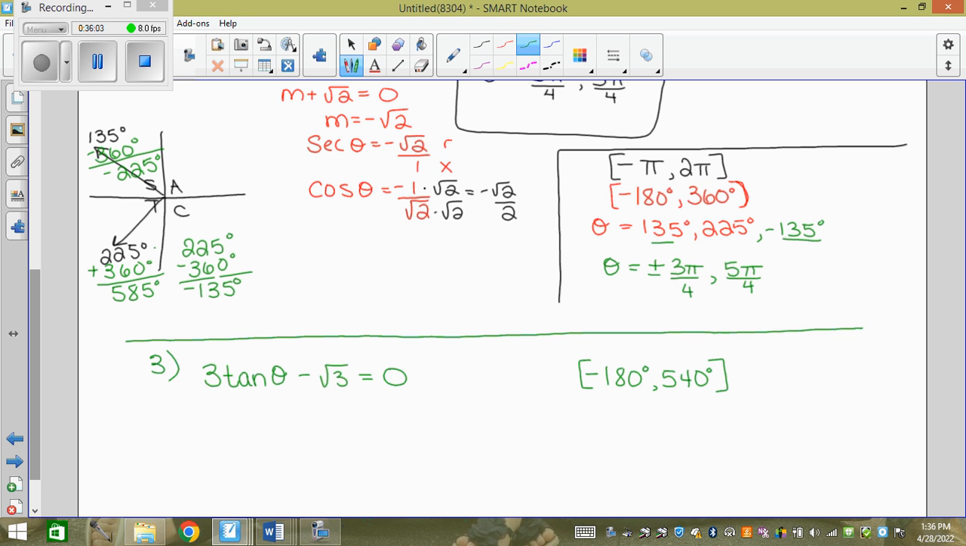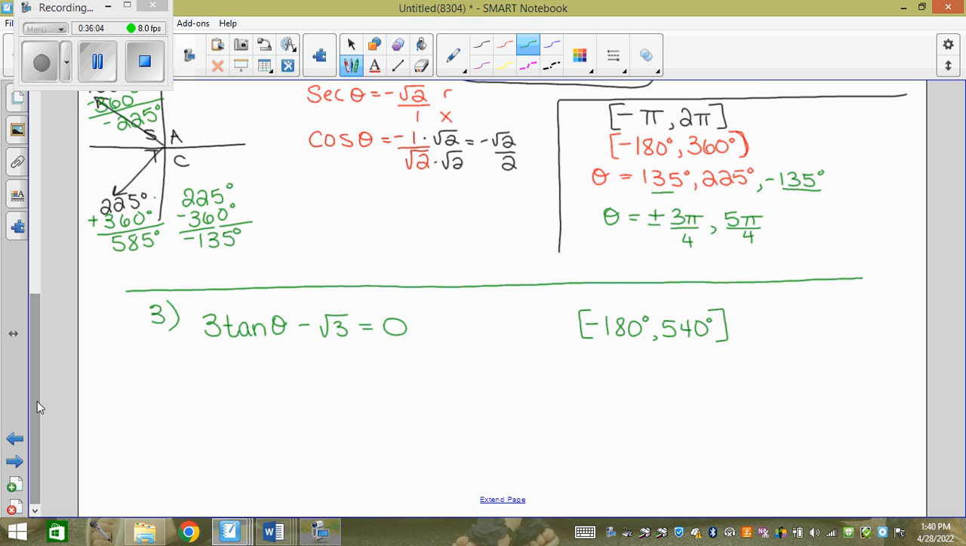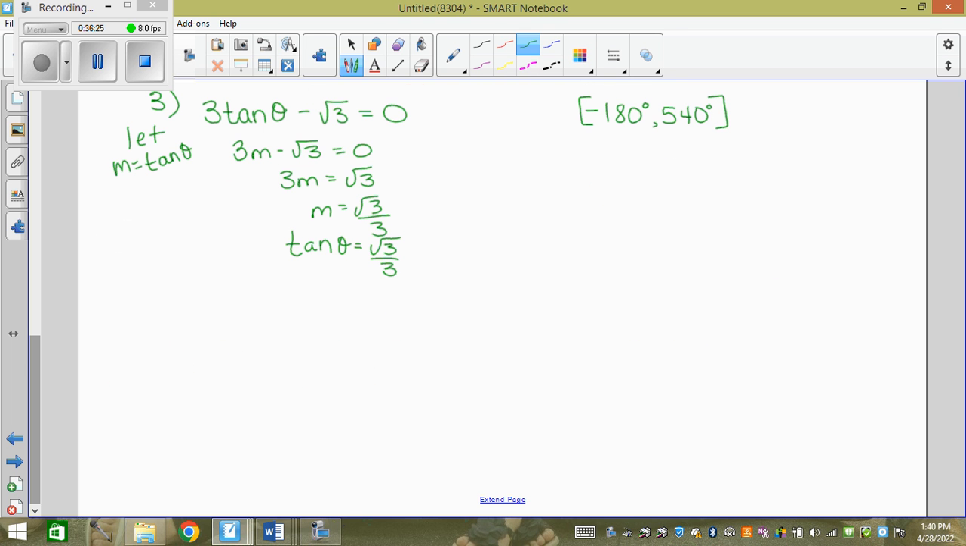Try it out. We're going to let m equal tan theta. 3m minus root 3 equals 0. 3m equals root 3. M equals root 3 over 3. Tan theta equals root 3 over 3. If you forget that this is a 30-degree reference angle, you can go second tan root 3 over 3, and it'll tell you it's 30. Okay?